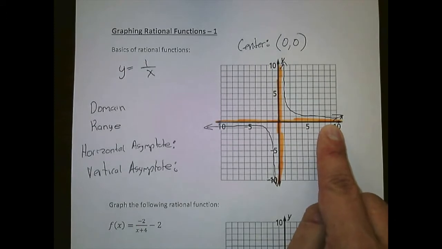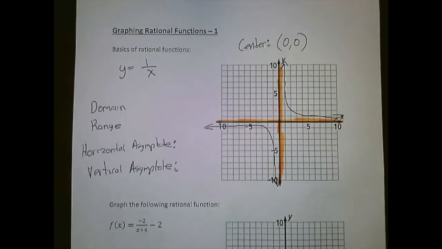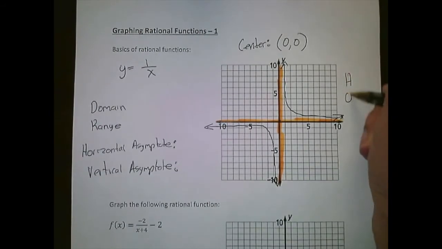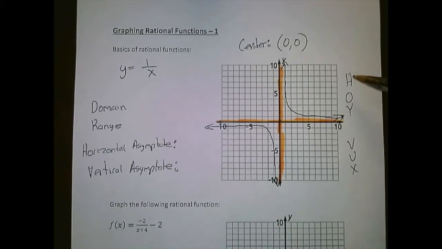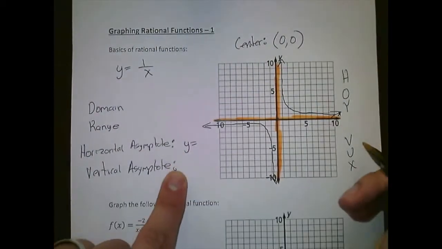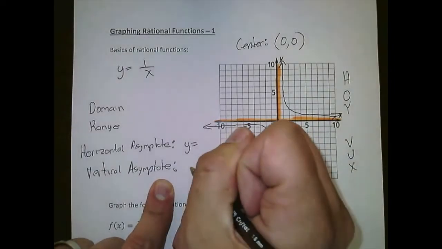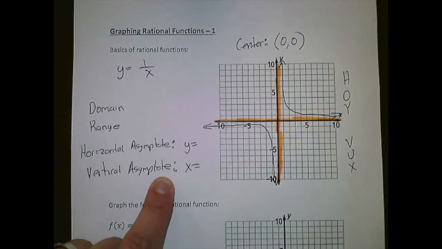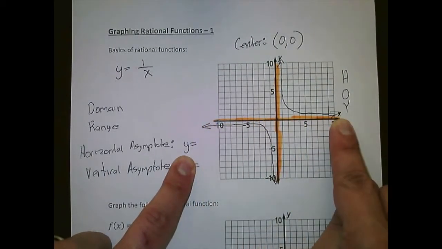Now, it can be tough to think about how you write an equation of a horizontal line, but if we think back to Algebra 1, you think of HOY, H-O-Y, and VUX, V-U-X. HOY represents horizontal, 0 slope, and y equals for the equation. VUX is vertical lines, which have an undefined slope and use x equals for their equation. So if I want a horizontal asymptote, I need to write the equation, and it's going to be a y equals.